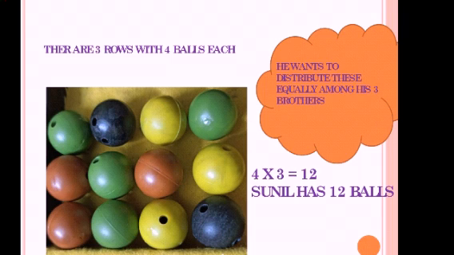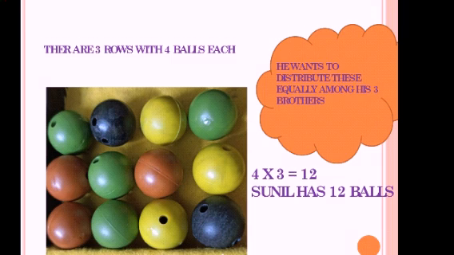You can see various colored balls. You can see green balls, brown balls, yellow balls, black balls. So, in every row, count how many balls are there. In first row, 1, 2, 3, 4. In second row, 1, 2, 3, 4 again. In the third row, 1, 2, 3, 4. So, in every row, there are 4 balls and there are how many rows? There are 1, 2, 3 rows.